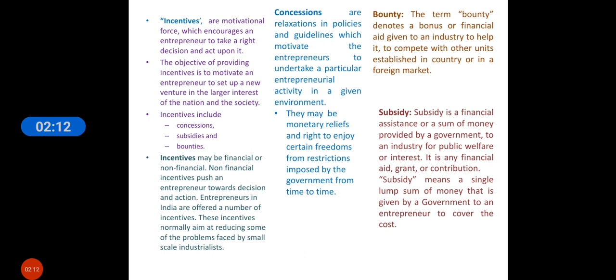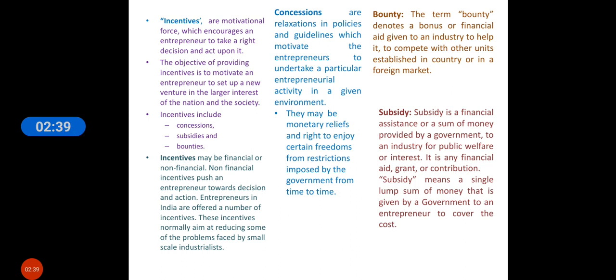Now, incentives are the motivational force which encourages an entrepreneur to take the right decision and act upon it. The basic objective of providing incentives is to motivate the entrepreneur to set up a new venture which is in the interest of the nation and of society as a whole.